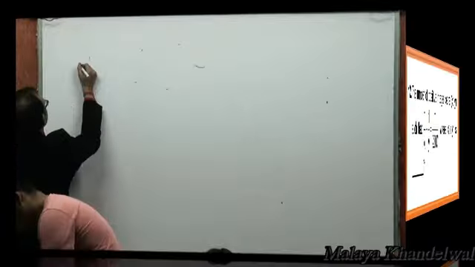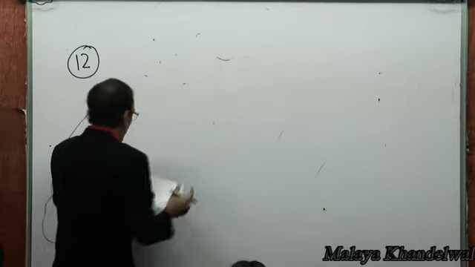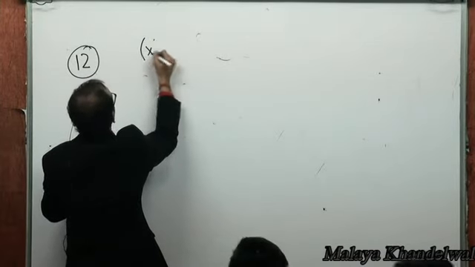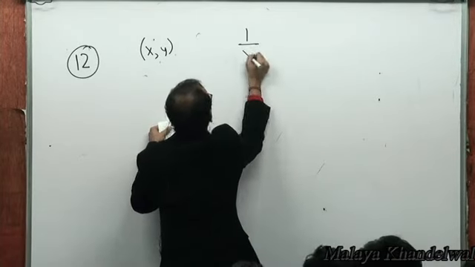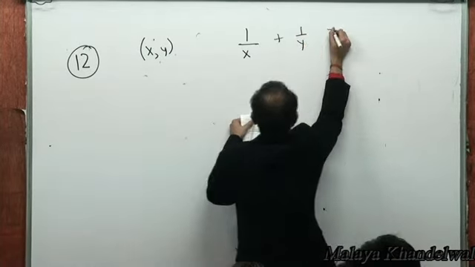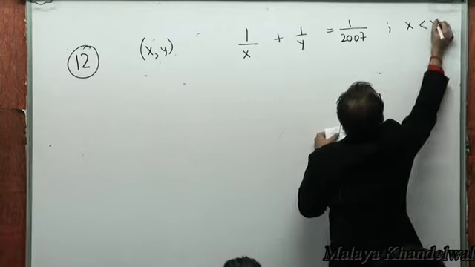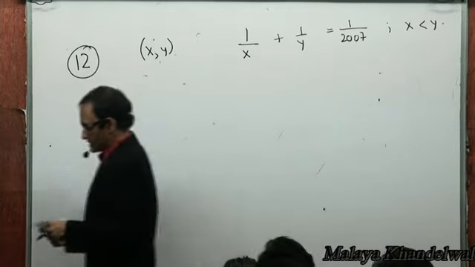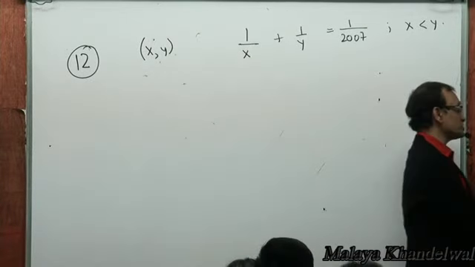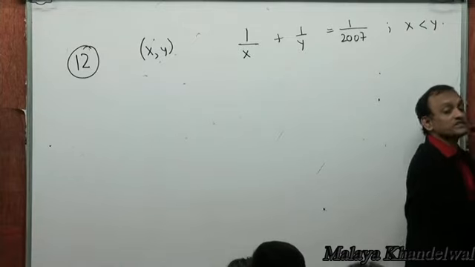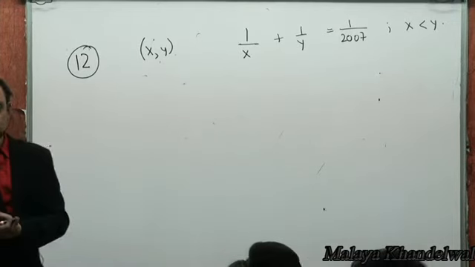Number 12. We want to find the number of positive integer pairs x comma y such that 1 by x plus 1 by y is 1 by 2007, where x is less than y. Number of positive integer pairs x comma y, where x is less than y, satisfying this condition. Okay?